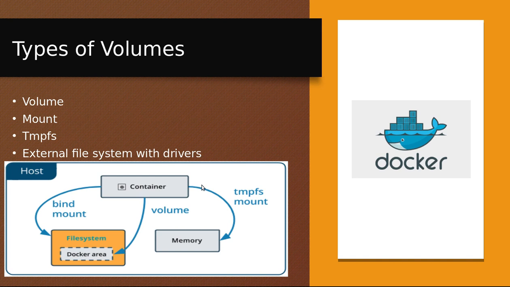Then we have tmpfs, which will be temporary memory. That is good because we are not writing data to the writable layer of the container, but storing it in temp memory. So these are the top level types of volume. In my next video, I'll give live examples of all these, and I'll showcase how to utilize them.